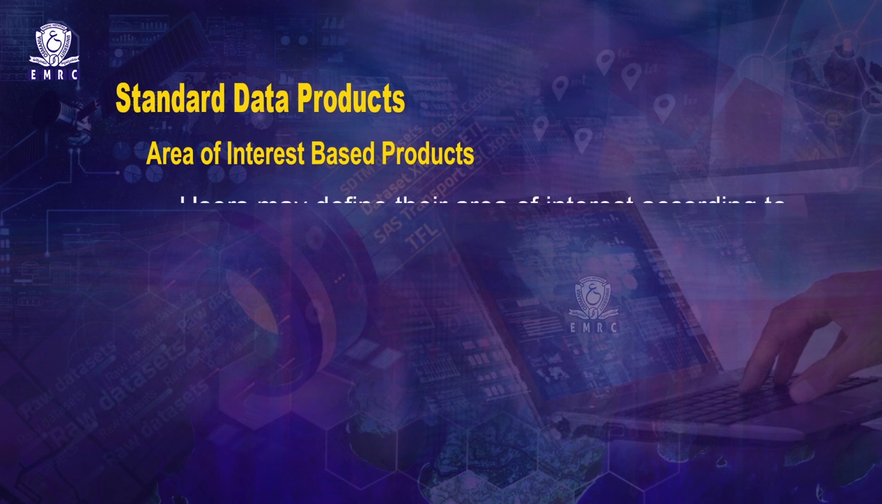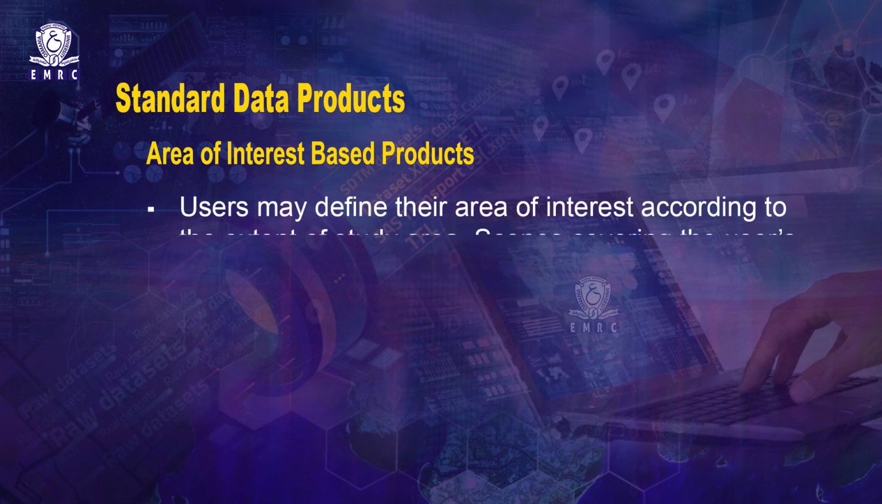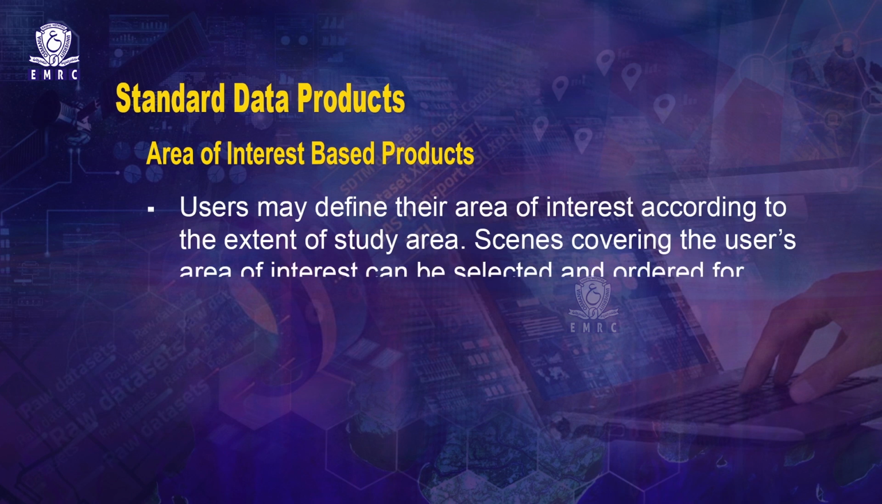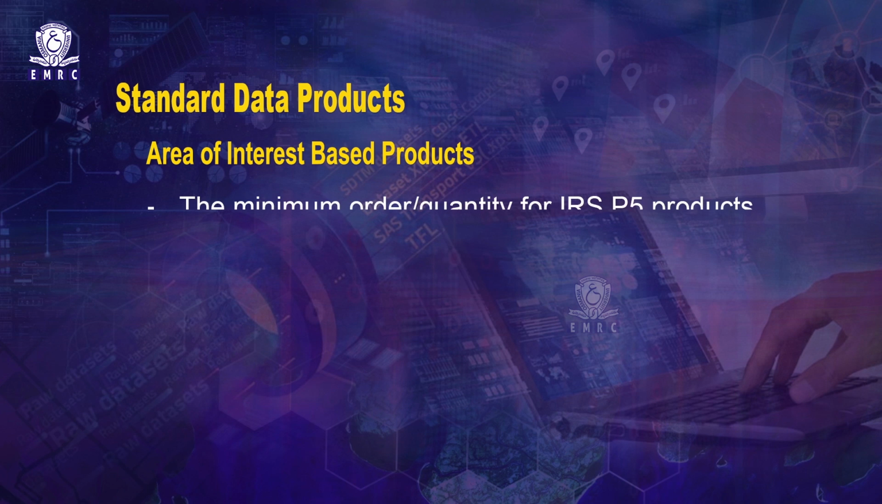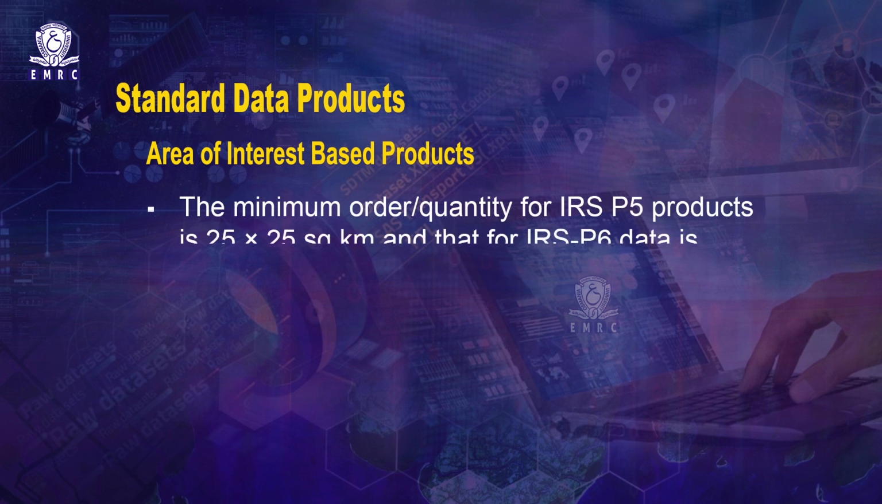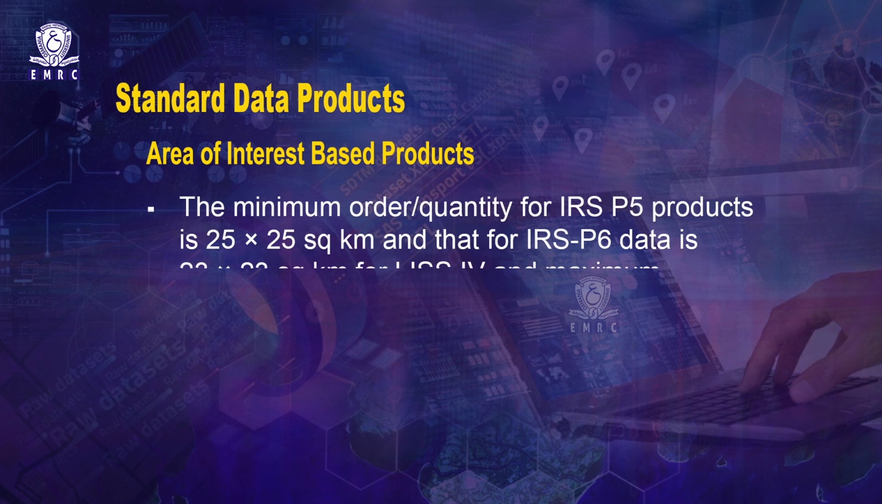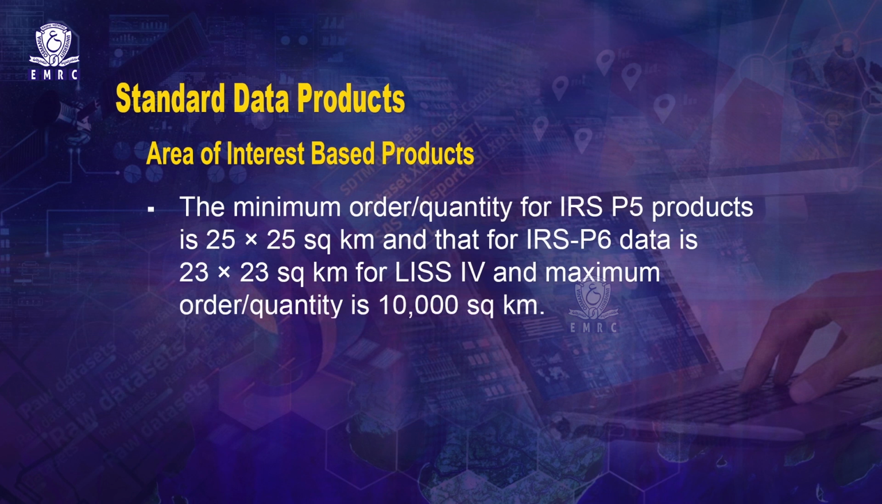Area of interest based products. Users may define their area of interest according to the extent of the study area. Scenes covering the user's area of interest can be selected and ordered for procurement. The scenes covering the user's area of interest are provided as tiles and are not mosaiced. The minimum order quantity for IRS P5 product is 25 × 25 square kilometer, and that for IRS P6 data is 23 × 23 square kilometer for LISS 4, and the maximum order quantity is 10,000 square kilometer. Area of interest based products are provided as digital products only.